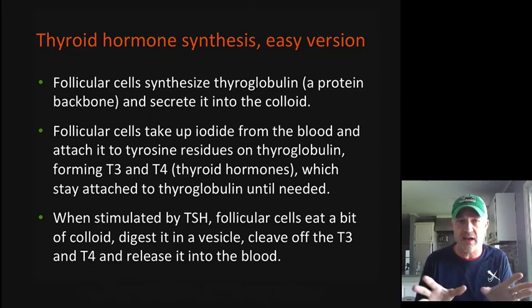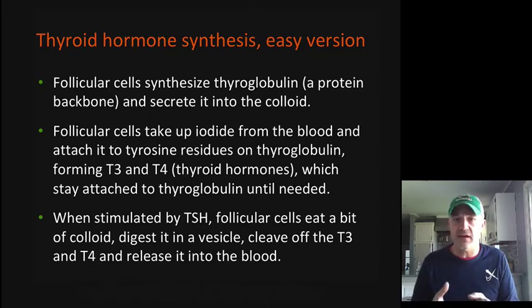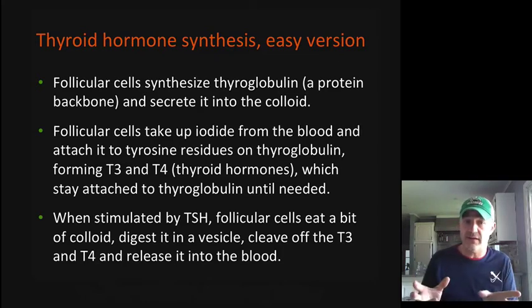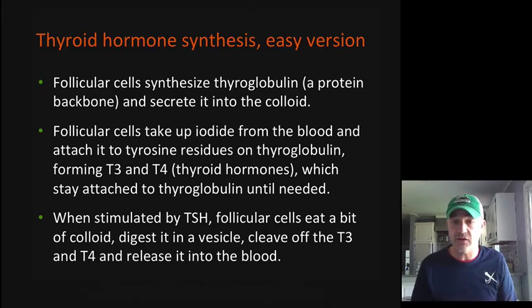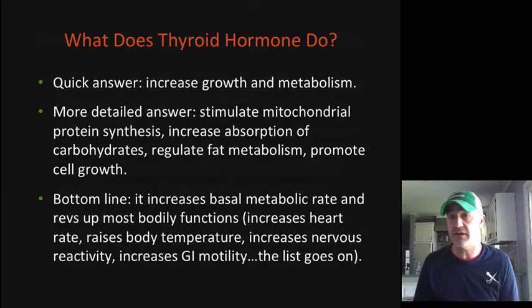So in terms of what's happening here, these follicular cells break down that stuff that's in the colloid. They take up iodine from the blood, and they are going to convert that thyroglobulin into T3 and T4. So, like I was saying before, when TSH is released, these follicular cells are going to eat a little bit of this colloid and then convert it to T3 and T4 and release it into the bloodstream.